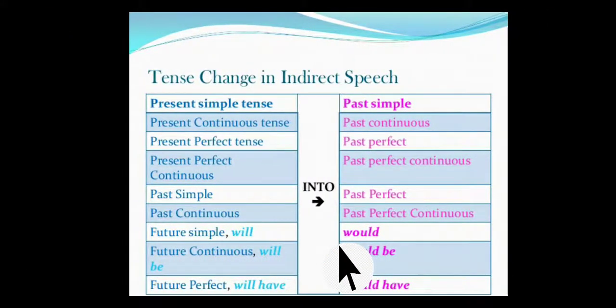And then the most important tense table chart: present simple is changed into past simple, present continuous is changed into past continuous, present perfect is changed into past perfect, present perfect continuous is changed into past perfect continuous, and then past simple remains, past perfect remains past perfect, past continuous is changed into past perfect continuous, and in future simple, will is changed into would, and will be in future continuous is changed into would be, and future perfect will have is changed into would have.